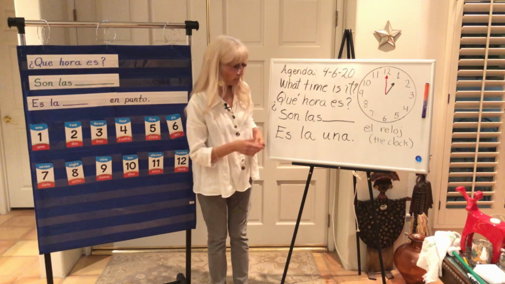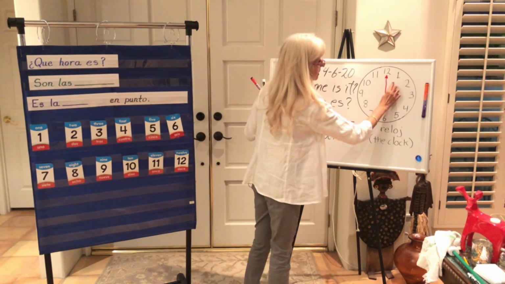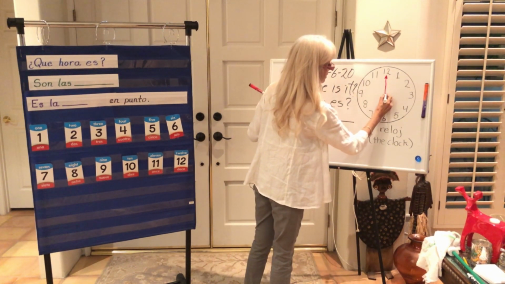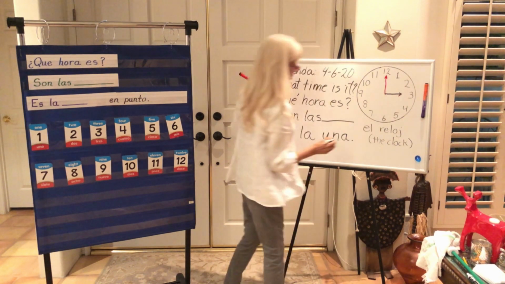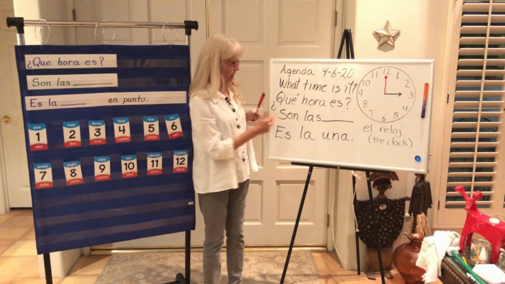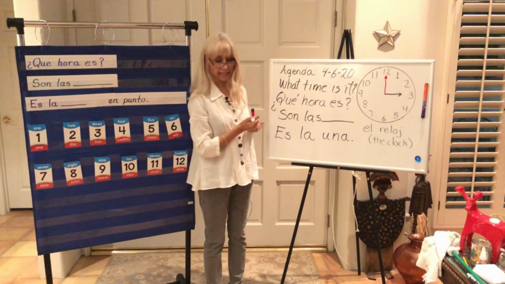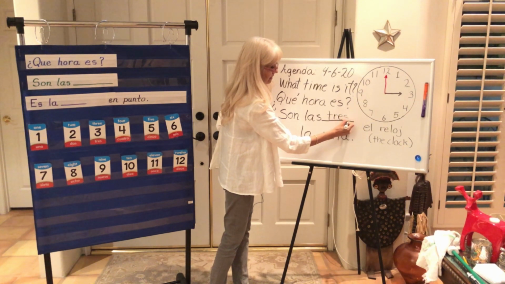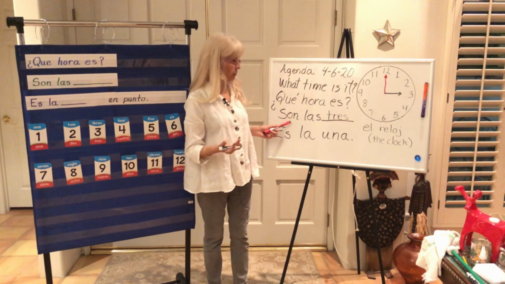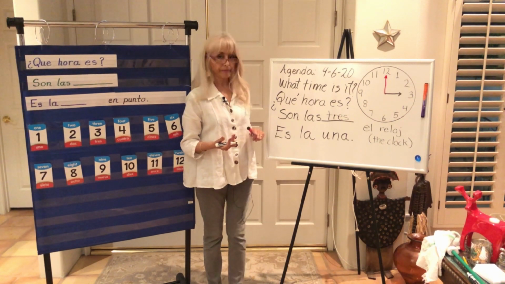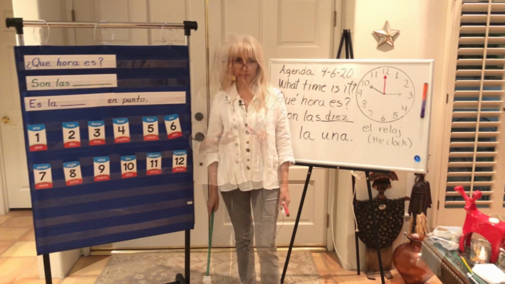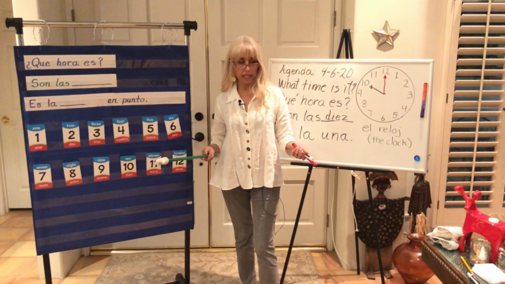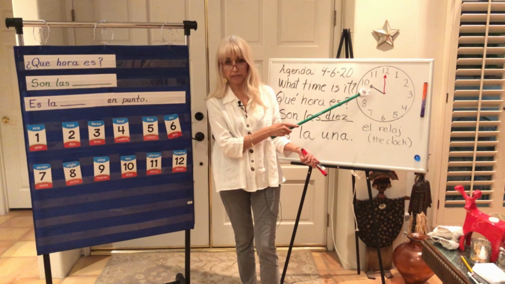Una. So if I move this arrow to a different number, let's say number 3, you will say son las tres. Son las tres. Tres is more than one, so we have to use the plural form.